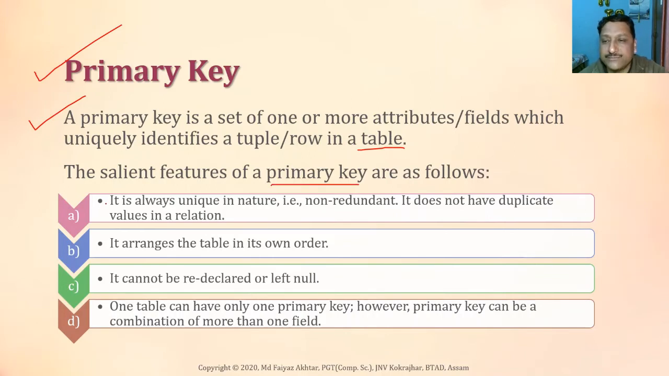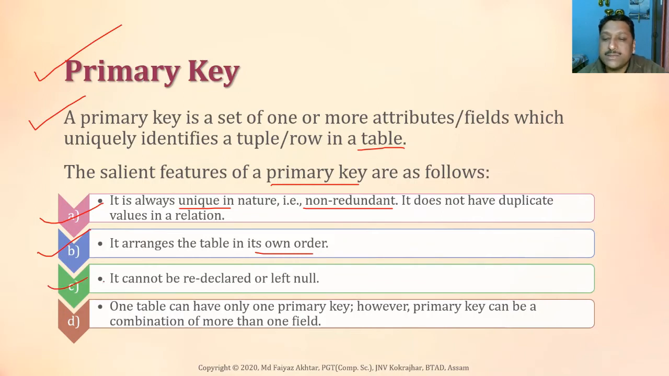Now, some features are there for a primary key. What are those salient features? It is always unique in nature. Unique means that for each and every row there is a unique identity, a unique number or unique alphabet or unique code, so that each and every row can be uniquely identified. And it is non-redundant, with no duplication. It does not have duplicate values in a relation. The next one is that it arranges the table in its own order. According to this primary key we can arrange the whole table.